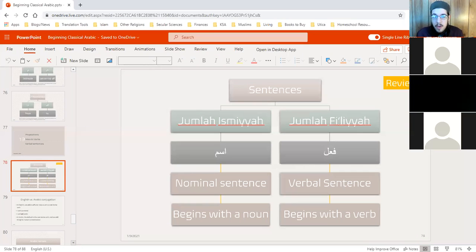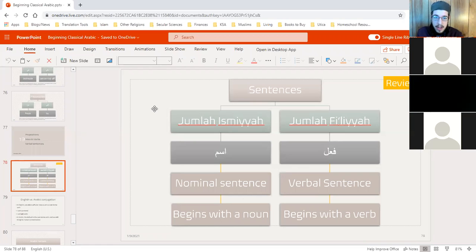In English, we don't really deal with this because every sentence in English has to have a verb. But in Arabic, we do deal with this because there are two major types of sentences. So we learned what were the key ingredients of the first type of sentence, the jumla ismiya. We said there were two.